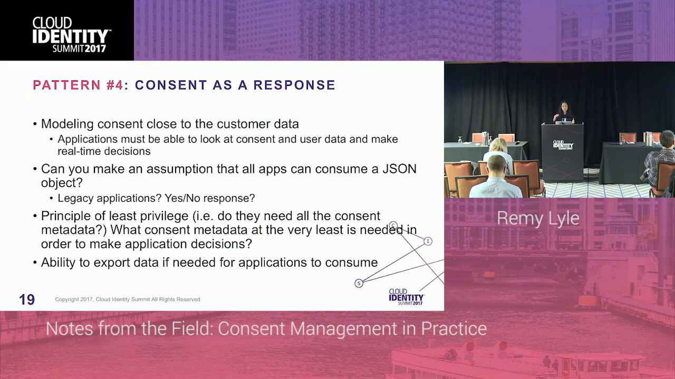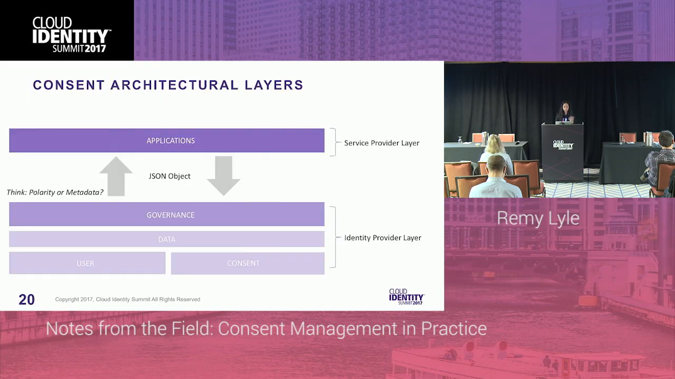You also want to take into consideration the principle of least privilege. What is the minimum amount of metadata needed for the application to make decisions? And again, it'd be nice to have the ability to export the consent data if need be for applications to consume. From an architectural perspective, the way we've modeled this in the field is that we have the user data and the consent data, so that's our data layer. Then there has to be a governance layer on top of that that enforces the consent we talked about. And the interaction between the applications is, again, through the use of a JSON object.